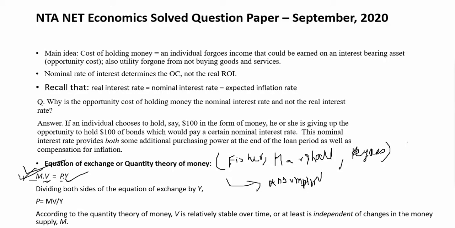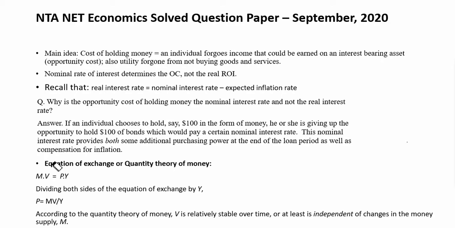So while we're talking about holding money and the cost of holding money, when we divide this equation by Y, we see that P equals MV by Y. The idea is that the quantitative theory of money tells us that V, the velocity of money, is stable over time, or it is at least independent of changes in the money supply. So this is very important.